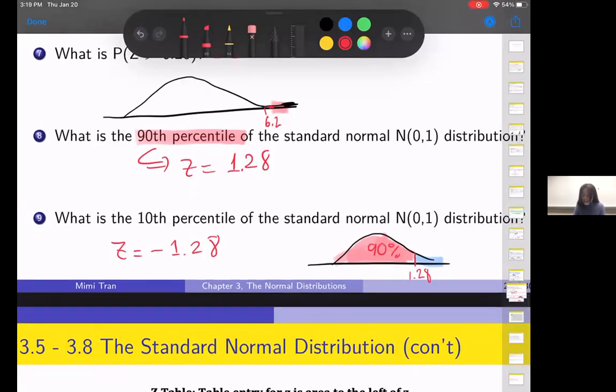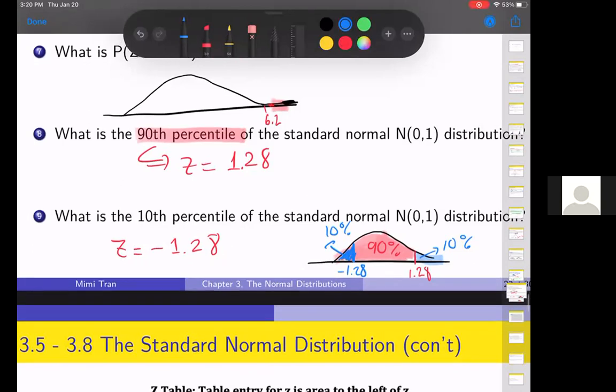So from the left up to 1.28, that's 90%. Then the blue area is what? 10%, right? And since it's symmetric, 10% on the right tail is the same thing as 10% on the left tail. That's also 10%, right? So this must be negative 1.28, or you can look it up on the table.